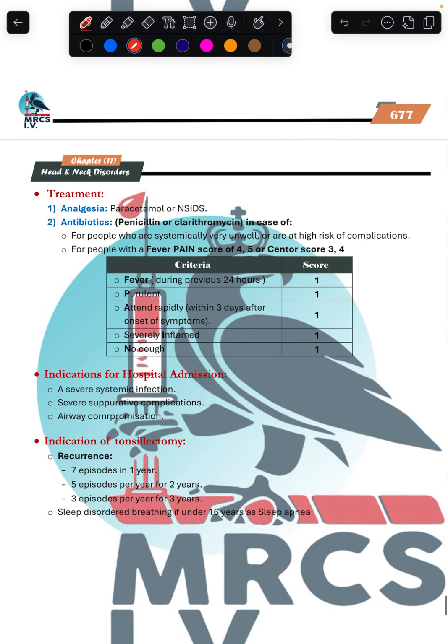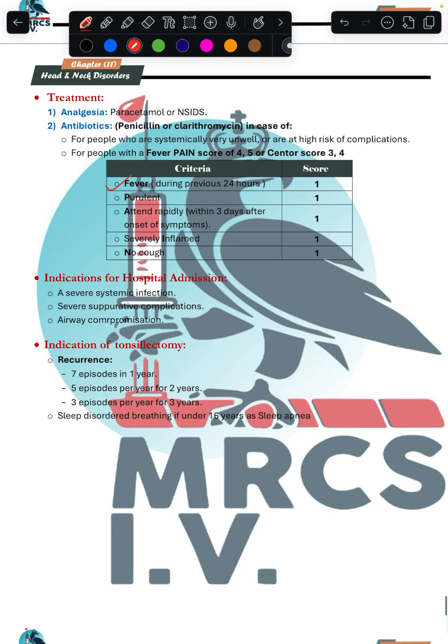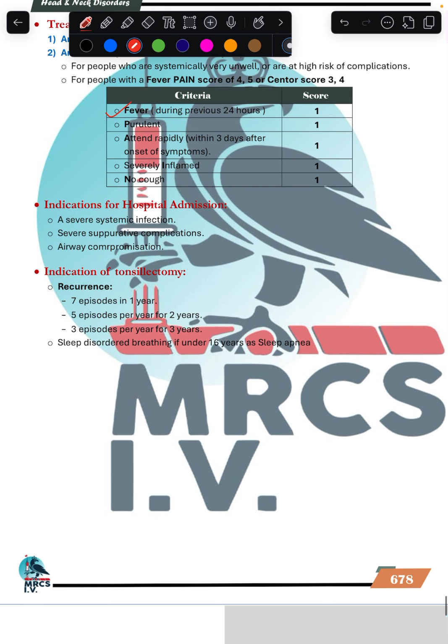So what are the criteria? Fever more than 24 hours during the previous 24 hours, purulent tonsillar discharge, attendance rapidly within 3 days of onset of symptoms, severely inflamed tonsils, no cough. These are the scoring criteria. Indications for hospital admission: severe systemic infection, suppurative complication, airway compromise.